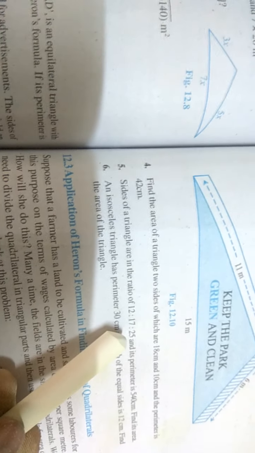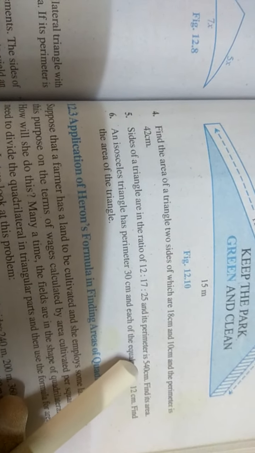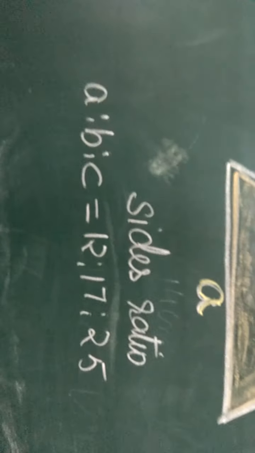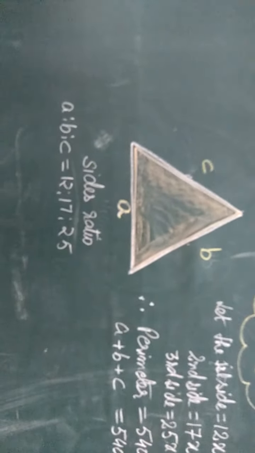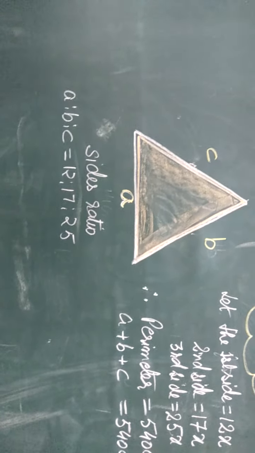Question number 5, exercise 12.1. Sides of a triangle are in the ratio 12:17:25. Dear students, in this case, sides are not given to us. Their ratio is given to us and its perimeter is 540 centimeter. Find its area. So whenever the sides ratio is given to us, how can we find out the area? Very carefully understand this question.